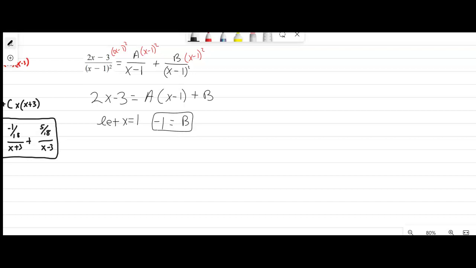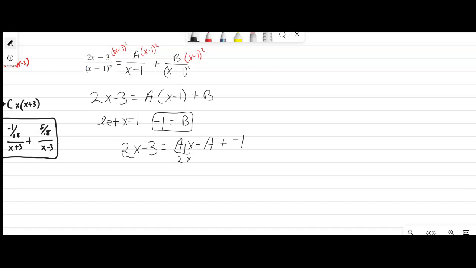Now I have no other numbers I can randomly pick. Hopefully you've picked up on why I'm picking those numbers randomly. I have to plug that back in and see what I get here now. I get 2x minus 3 equals ax minus a plus negative 1. Now, if you take a look at ax here, that should equal 2x.